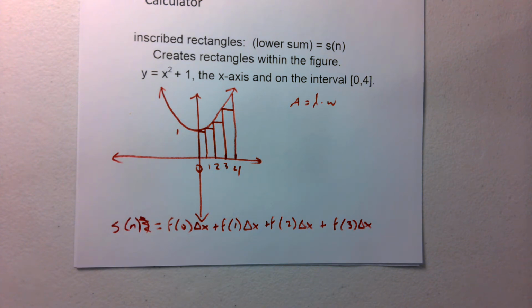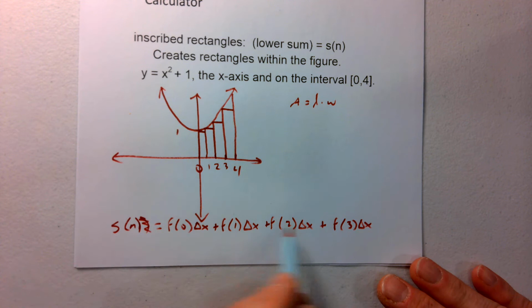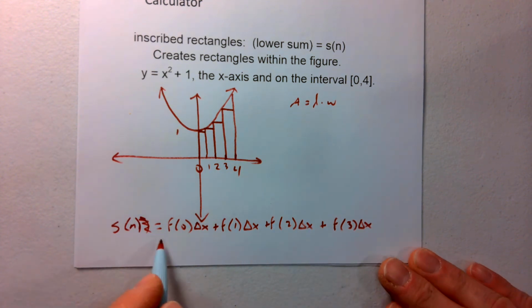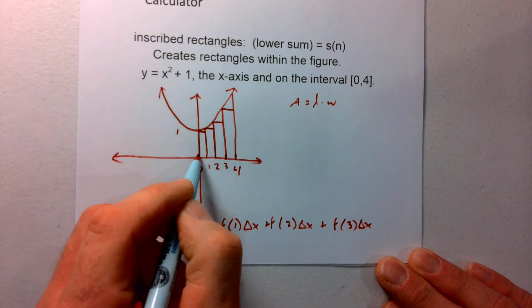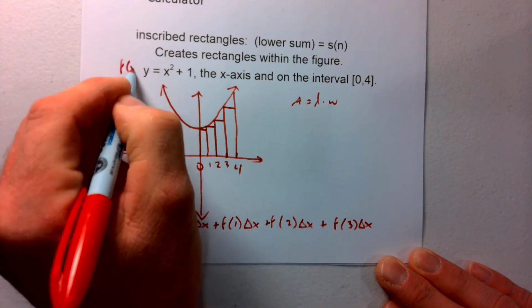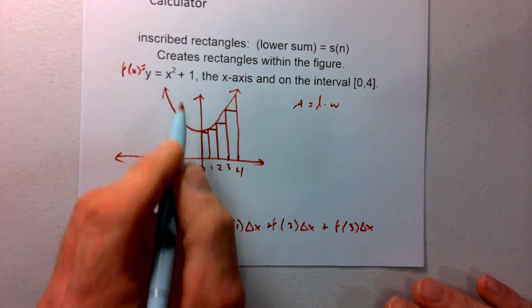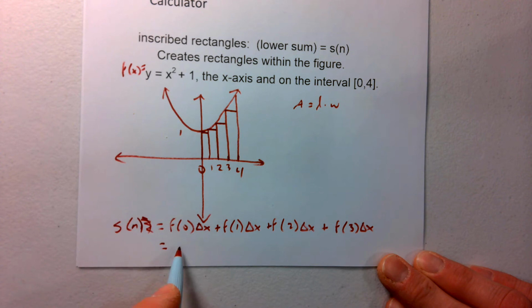Not necessarily that you have the right answer, because we're going to put it in a calculator, but we're going to be able to find that value. We're going to be able to write that equation out. So what is f of 0? If I take 0 and plug it in, remember this is our f of x. So f of 0, 0 squared plus 1, gives us 1.